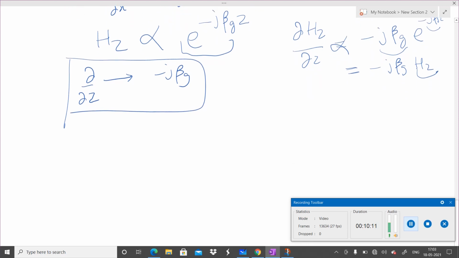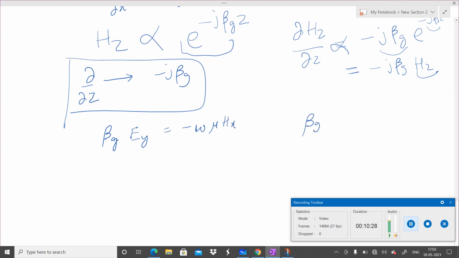When we do that, we will get very simple equations, as I will write here. The first one is beta g Ey is minus omega mu Hx.